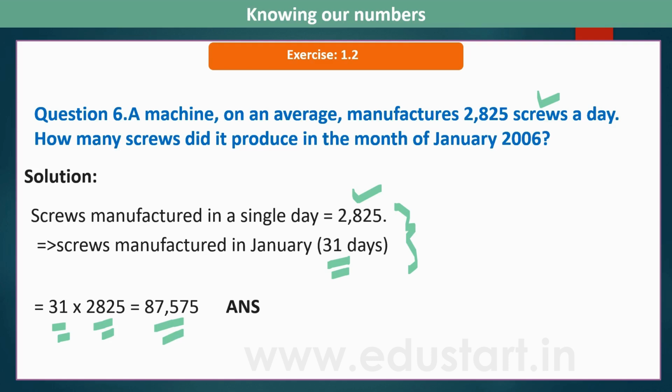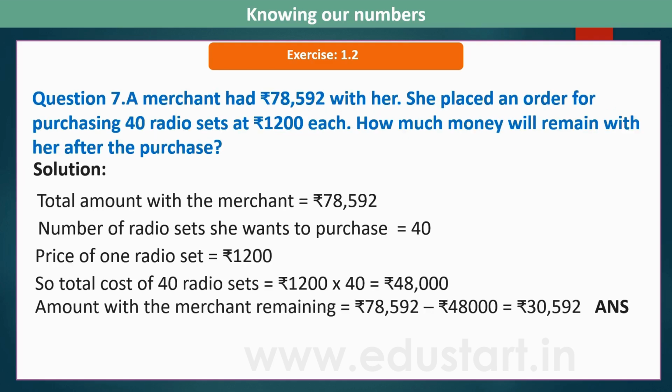Okay. A merchant had rupees 78,592 with her. She placed an order for purchasing 40 radio sets at 1,200 each. So how much money will remain with her after purchase? So it means that one radio costs 1,200. So 40 radios will cost, what is the total and how much is left? This much is the balance. So 78,592 was with her, and after purchasing what is the balance? So that is the question.